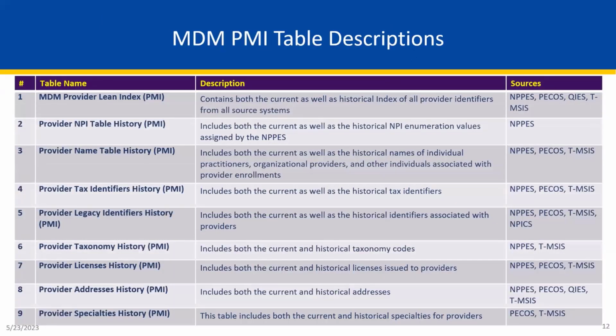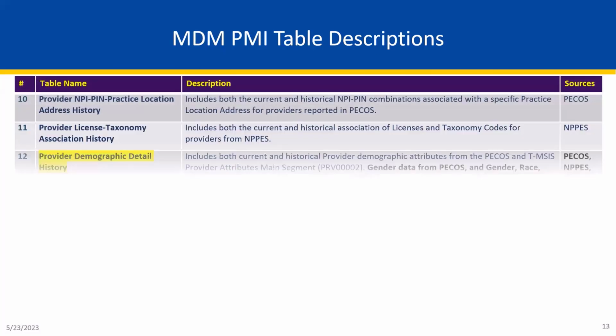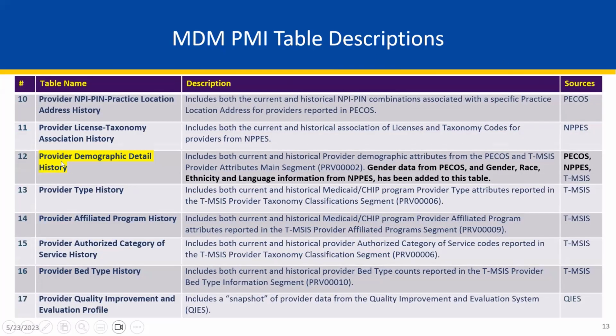The next two slides, I don't want to go into detail of each table, but they give us a description of each table and the source systems data that they have. So these are the descriptions, and the one that is highlighted is provider demographic details. This is what we'll be talking about in the next subsequent slides in detail. So earlier, this table had only gender information, and now we have provider demographic details coming from PECOS, and we'll talk about that in more detail.